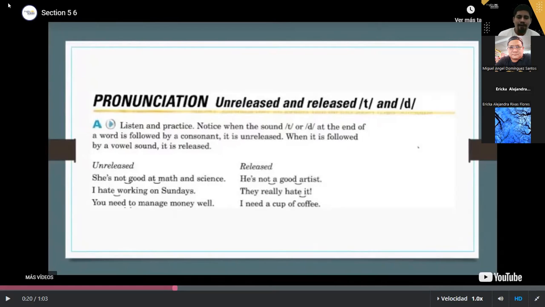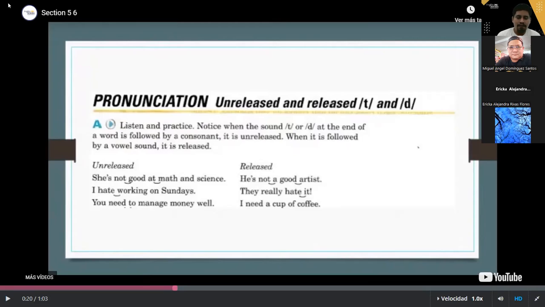So when we have a sound like T or D, if the sound is followed by a consonant, it is going to be an unreleased sound at the end of the word. And it is going to be released when we have a word followed by a vowel sound, okay?